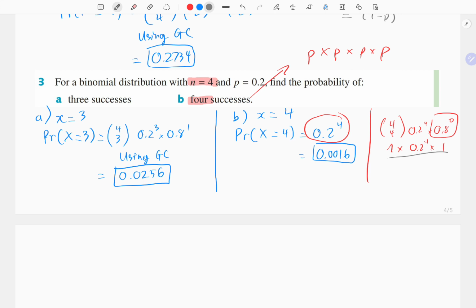Then, okay, we'll take a short break. I'll pause the recording, we'll take a short break. After that, I'll go through the next half of this chapter. Very important, and that is about the binomial cumulative distribution function.